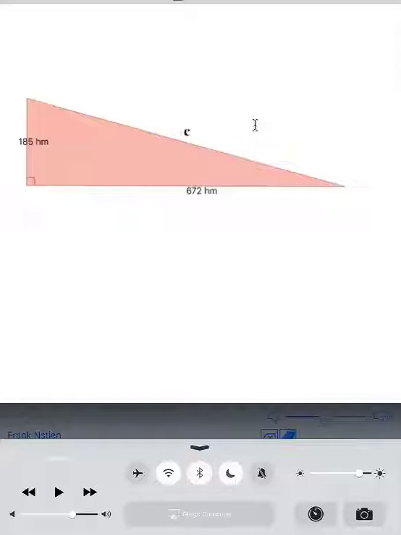So I'm going to call the hypotenuse C, and the smaller leg I'm going to call A, and the longer leg I'm going to call B. Okay, and Pythagoras' theorem is a squared plus b squared is c squared, or c squared equals a squared plus b squared. All right, so I'm going to fill in what I know. I don't know the c, so I'm going to leave the c alone. But I know the a is 185 and the b is 672. So we get c squared is equal to 185 squared plus 672 squared.